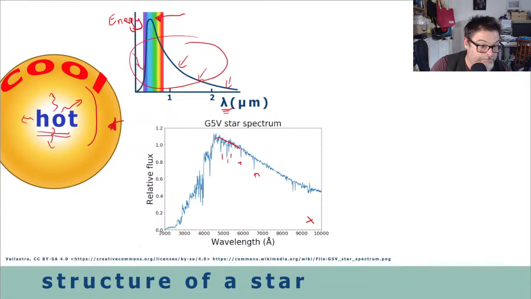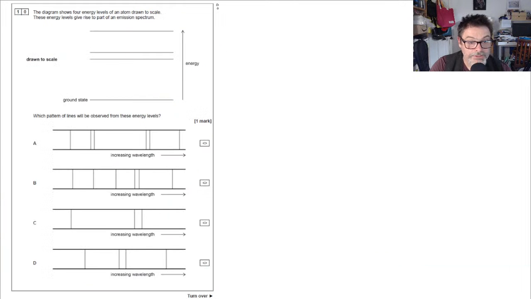So to finish up then, one more question, just so we can have another practice run at this before we get to the end of this part of the topic. This is a nice question. I've spent quite a lot of time doing this with various students over the years in my tutoring work. So let's have a look. The diagram shows 4 energy levels of an atom drawn to scale. Well, that's interesting. Very often with these questions you'll get that they're not drawn to scale, so that's worth noting. These energy levels give rise to part of an emission spectrum.